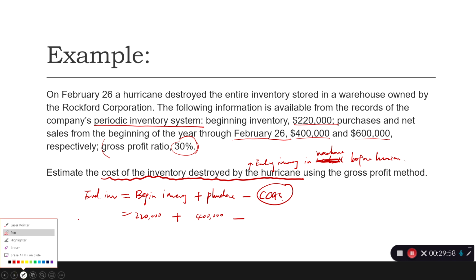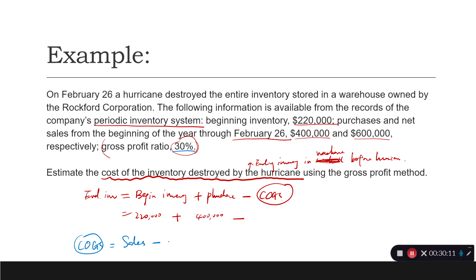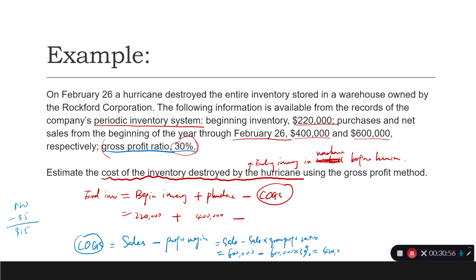Okay, this is a good question. So cost of goods sold can be figured out from this ratio. Think about it, cost of goods sold equals sales minus profit margin, right? Because you charge people $20 and you want to make $5 of profit, so that means your cost of goods sold should be $15, right? Hence if you know the gross profit ratio, that means sales minus sales times the gross profit ratio, right? And we know that sales in this question is 600,000. And we know the gross profit margin was 30%, so 600,000 times 30% gives us $420,000, right? So this will be the cost of goods sold, $420,000.